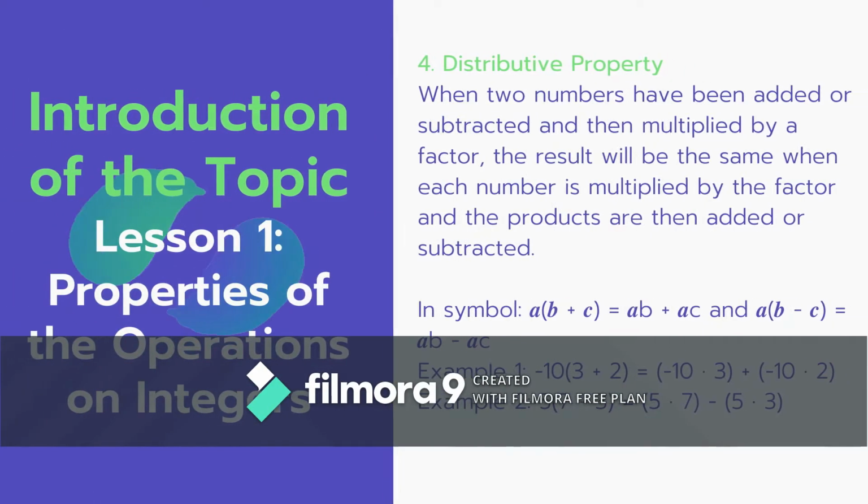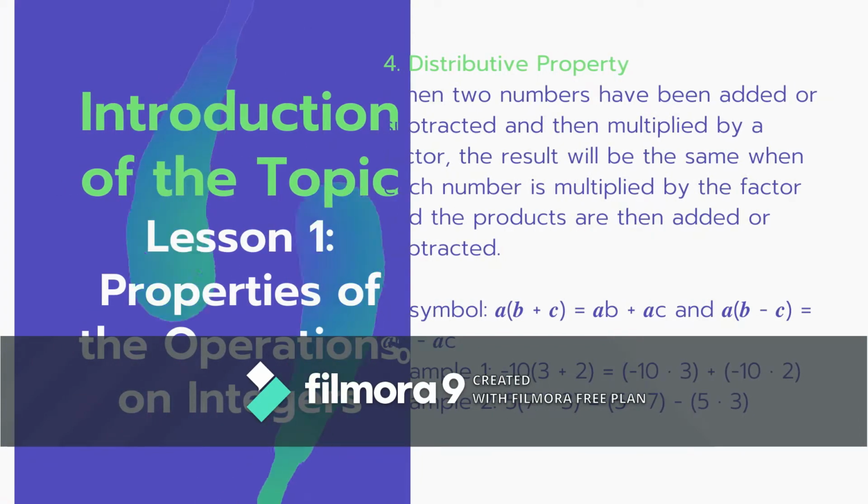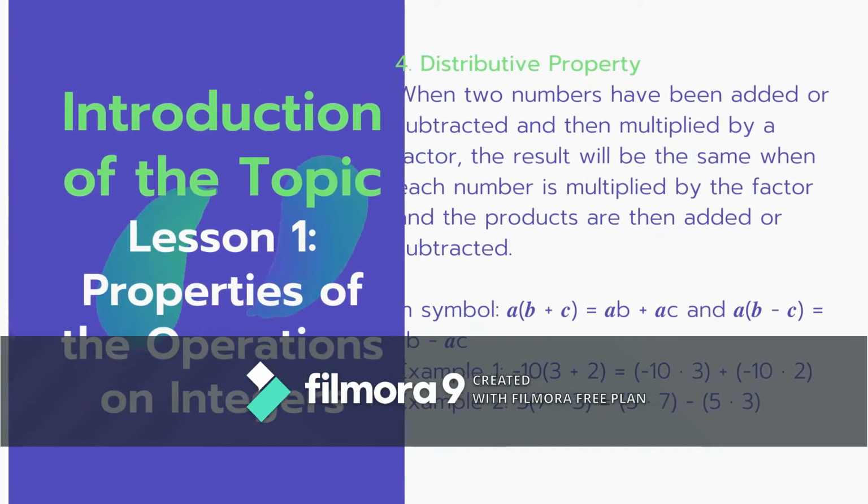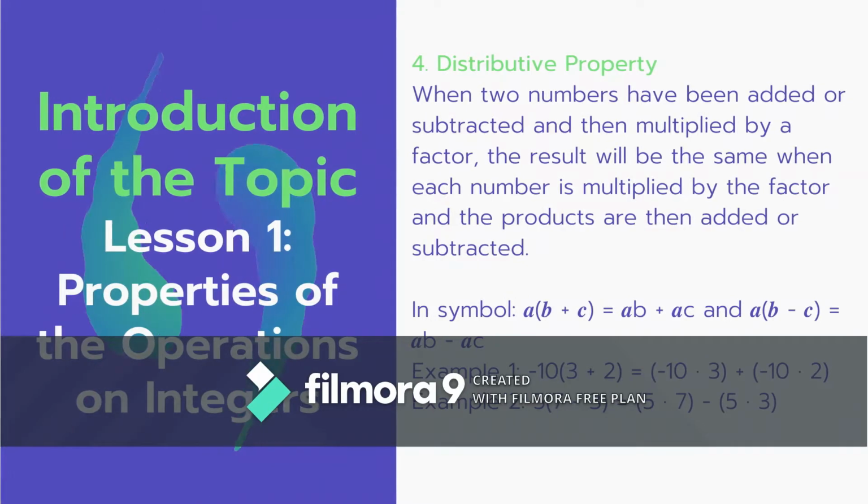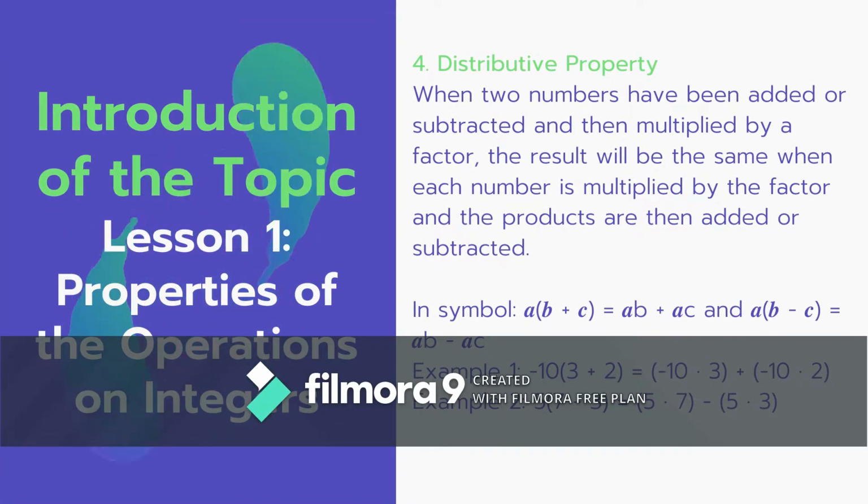Distributive property. When two numbers have been added or subtracted and then multiplied by a factor, the result will be the same when each number is multiplied by the factor and the products are then added or subtracted. In symbols, a times (b plus c) is equal to ab plus ac, and a times (b minus c) is equal to ab minus ac.